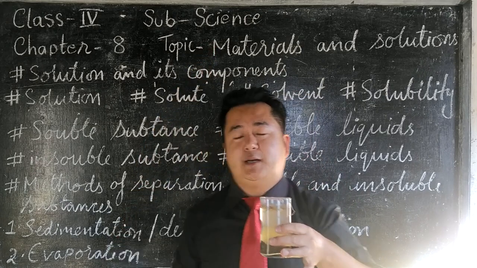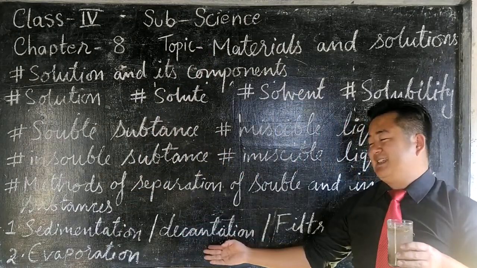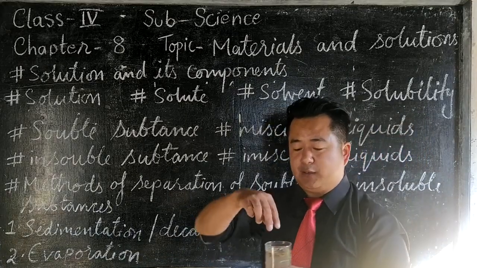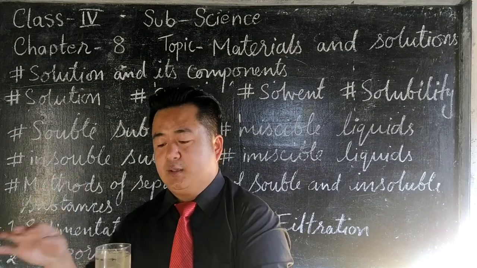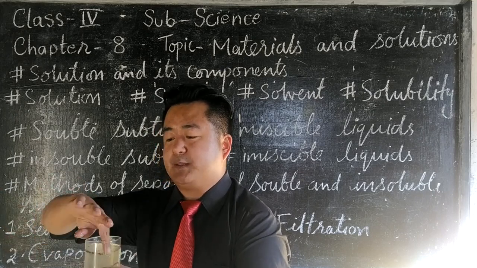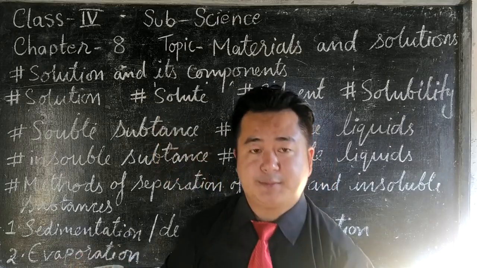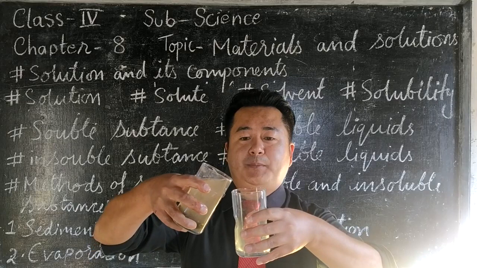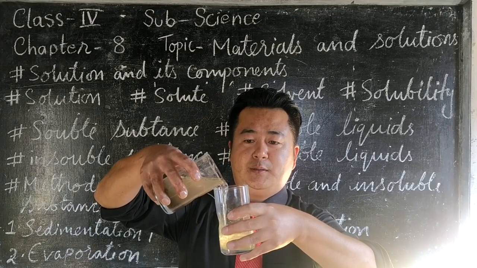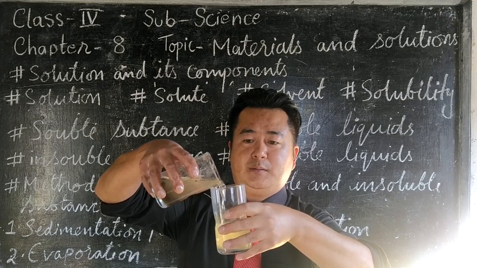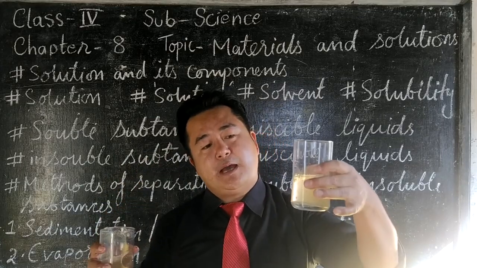The other process of separating insoluble substance is decantation. Here I am going to remove the straws. Decantation, the second process of separating insoluble substance, is the process of pouring off the clear water. Though it is not clear here, it takes time. We have to keep it for at least half an hour.